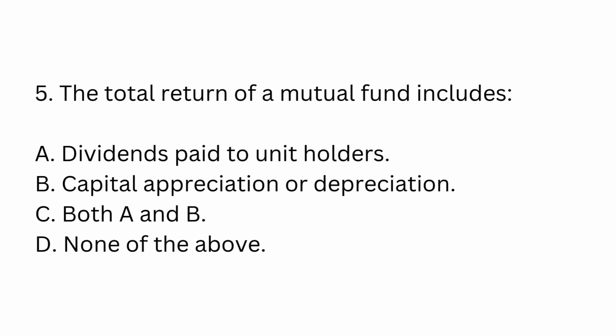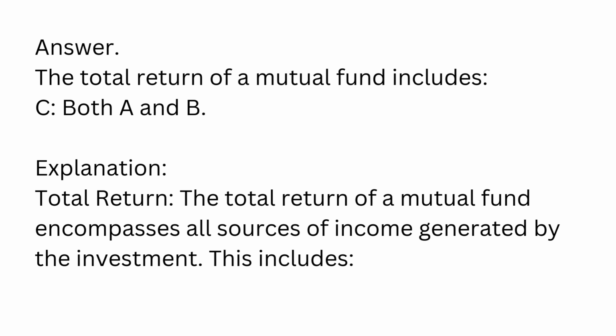5. The total return of a mutual fund includes A. Dividends paid to unit holders. B. Capital appreciation or depreciation. C. Both A and B. D. None of the above. Answer. The total return of a mutual fund includes C. Both A and B. Explanation. Total return. The total return of a mutual fund encompasses all sources of income generated by the investment.